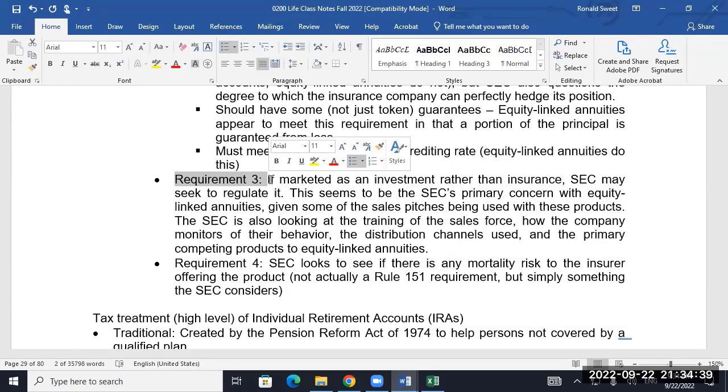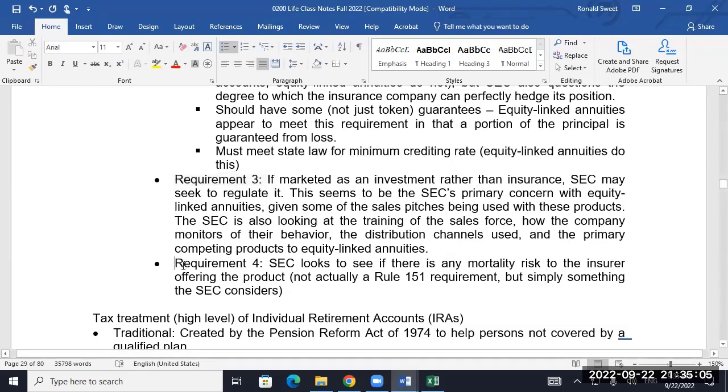How is the sales force trained? How does the company monitor its sales force? What are the distribution channels? Are they insurance distribution channels, or are they investment distribution channels? What are the primary competing products to this? Are they mainly mutual funds, or are they mainly insurance products, deferred annuities? I think that's where the insurance industry is at its weakest. They really don't do well there.